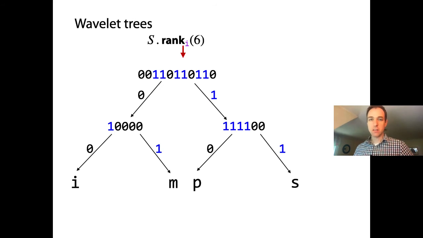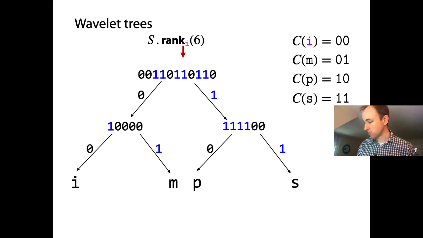So we need to bring in the codes for the different characters. We have to assume that this is something that we know ahead of time. We know the characters' codes. And I've highlighted I in purple. All right, so I's code is 0, 0, corresponding to the fact that it's down that branch. So we know that when we go to calculate rank sub I at 6, the path we're going to take through the tree goes like this.